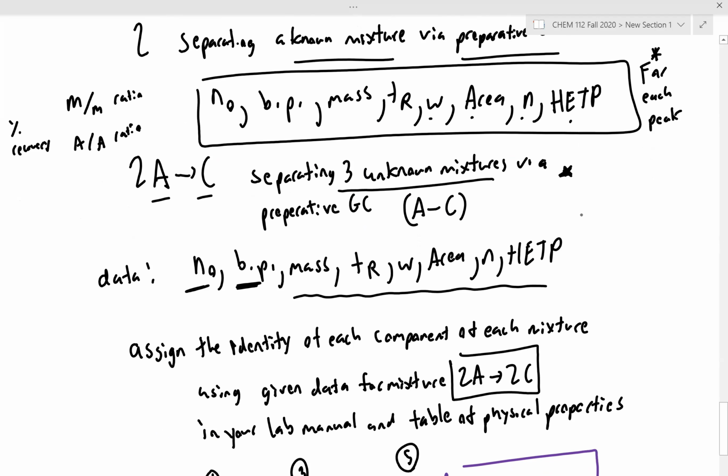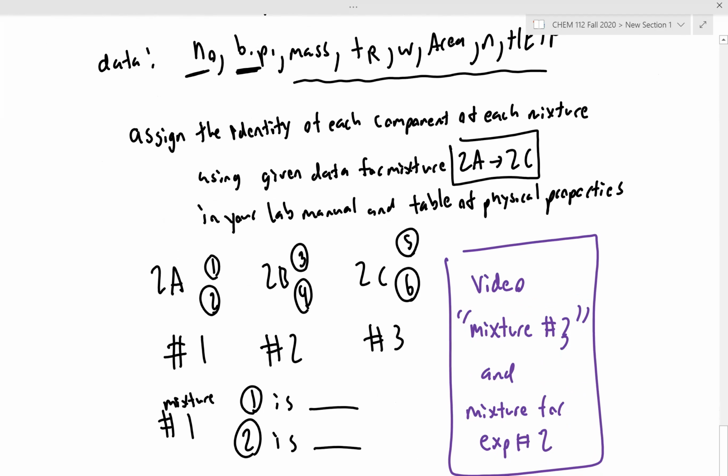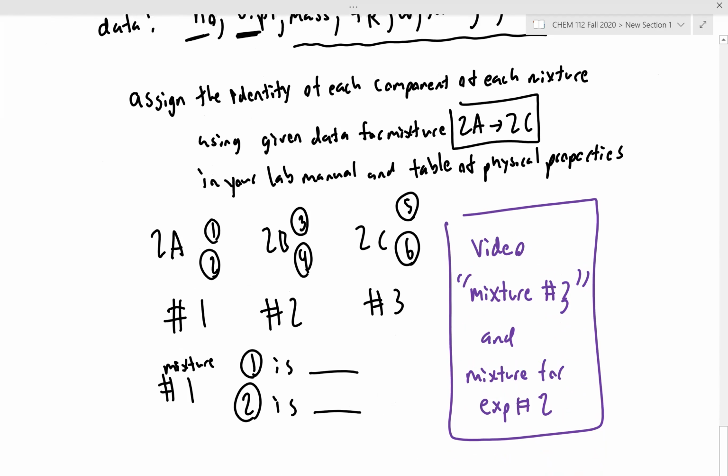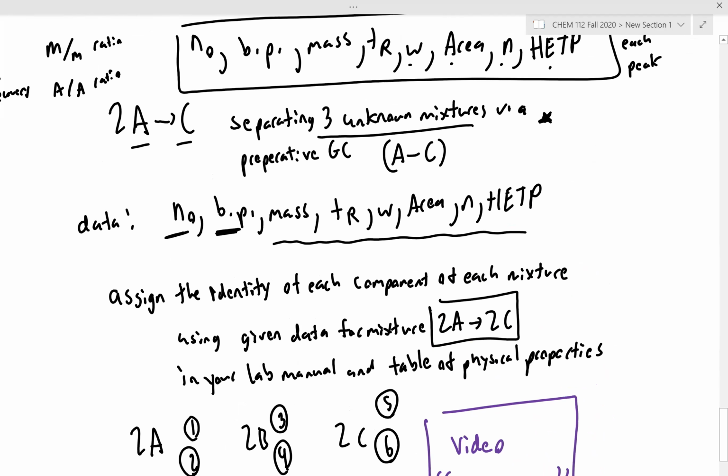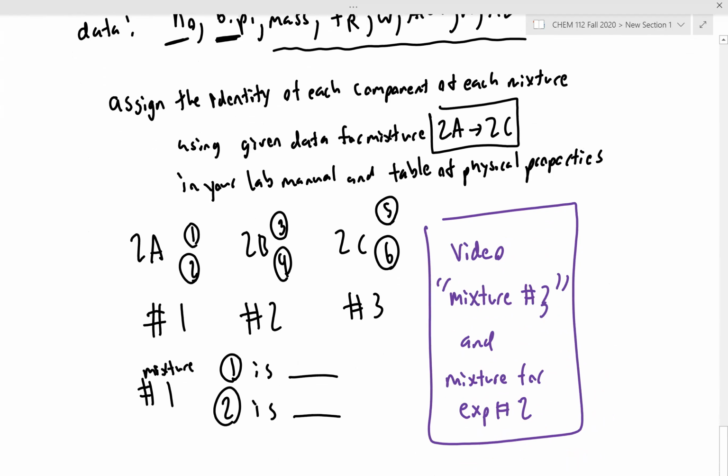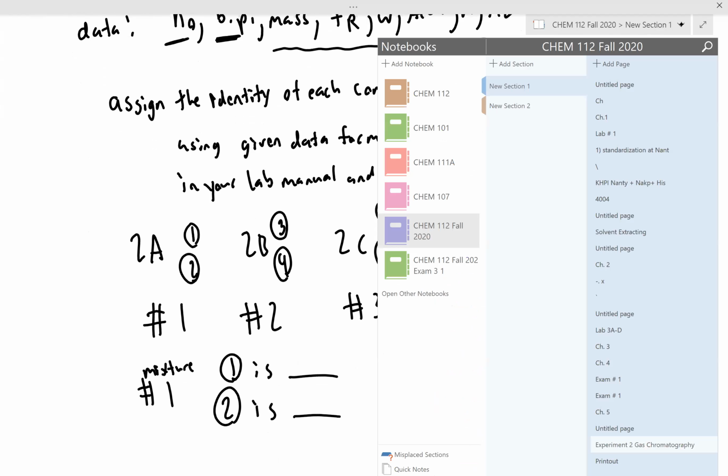And with all of this data that you're going to collect from this experiment, you're going to assign the identity of each component of each mixture, and then compare the physical properties to the physical properties of a pure sample. So you're going to need to make sure to watch the video very carefully to record the needed data. And then I'm going to want to see attached to your report a detailed analysis of your chromatograms.